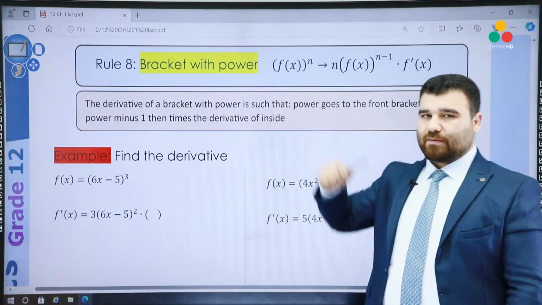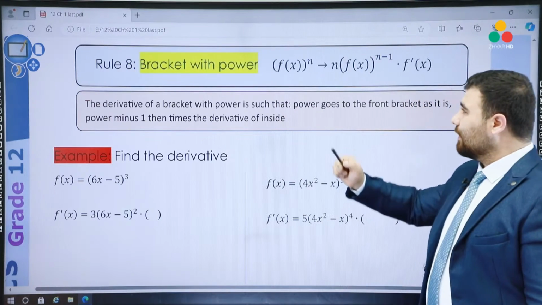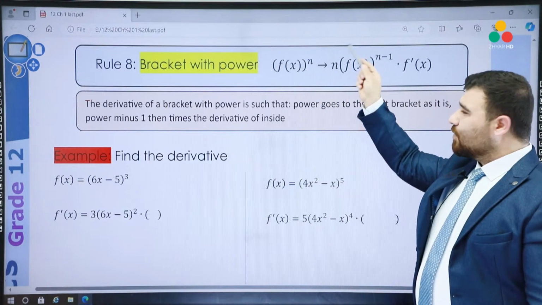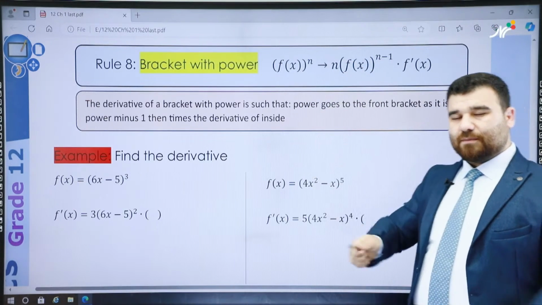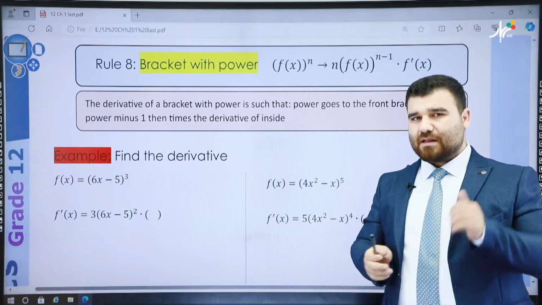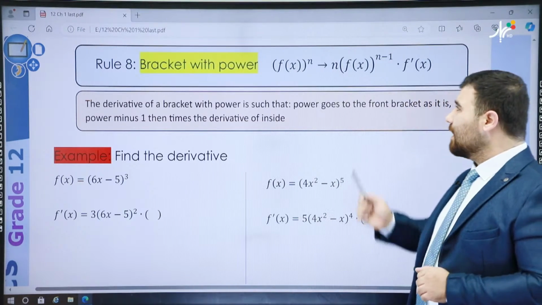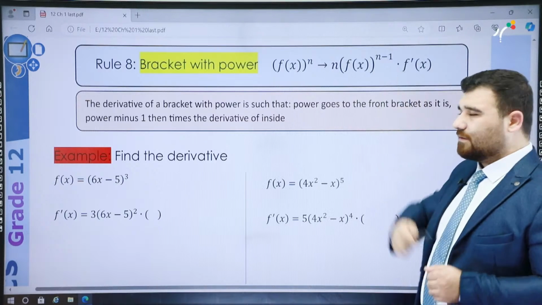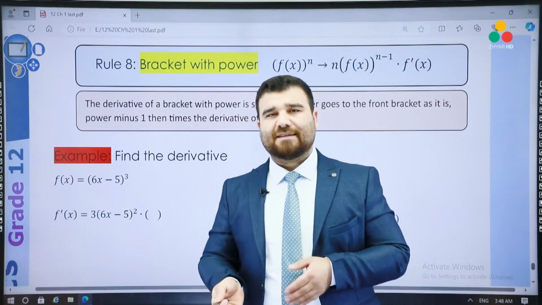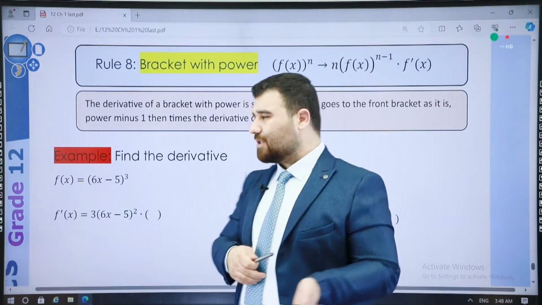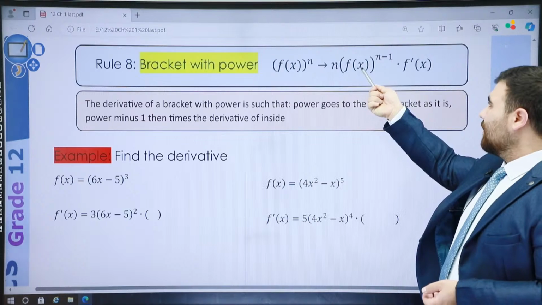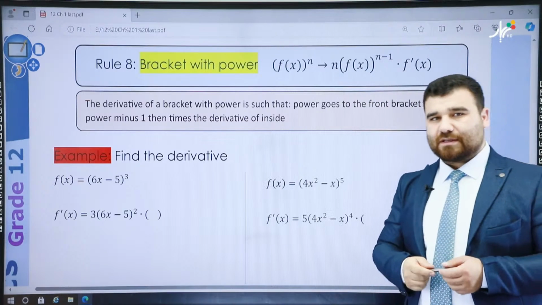The idea of bracket with power is like this. If you have any bracket with power, the power goes to the front. Bracket, inside the bracket, we don't change anything, as it is. Then the power minus 1. After that, we multiply by the derivative of inside. This is the difference between a bracket with power and x with power. When we just have x, we don't do this step. But since we have a bracket, we should multiply by the derivative of inside.